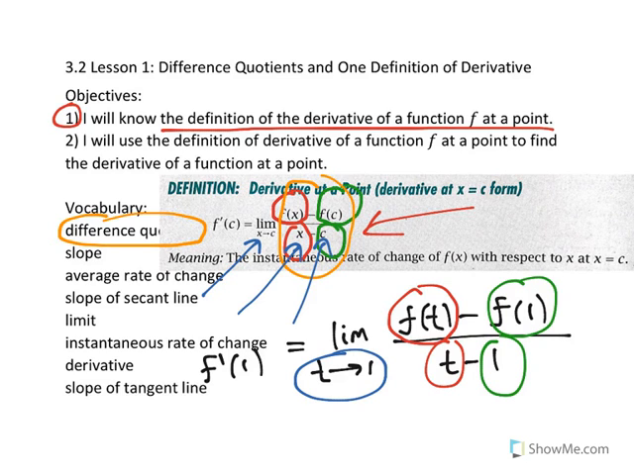So you had this difference quotient telling us an average rate of change or average velocity of the object. And then we took the limit of that difference quotient as t approached 1, and that gave us the instantaneous velocity of the object at t equals 1, which we also call the derivative of the function f.